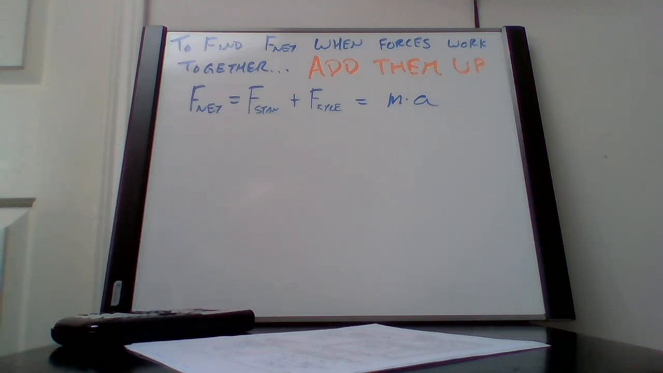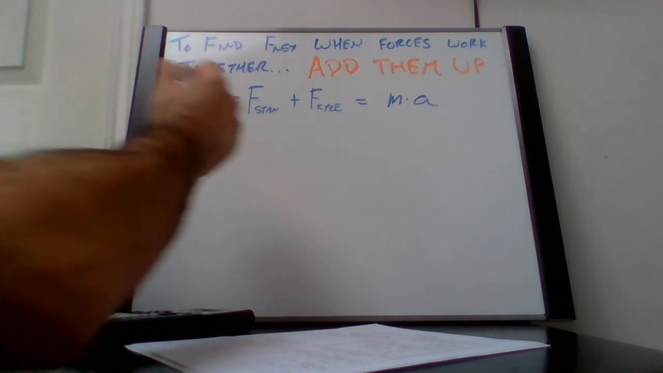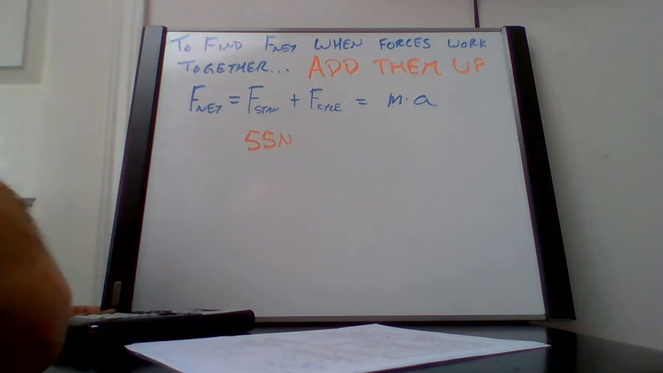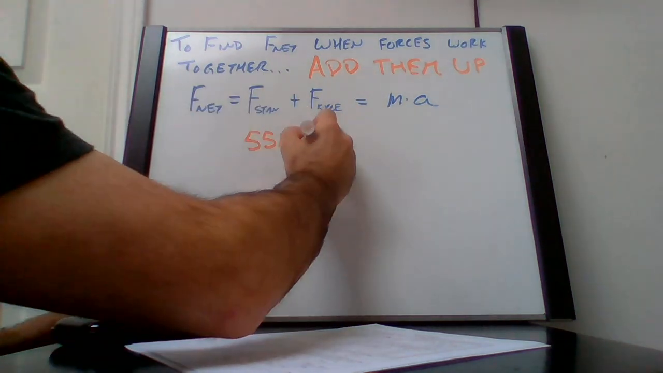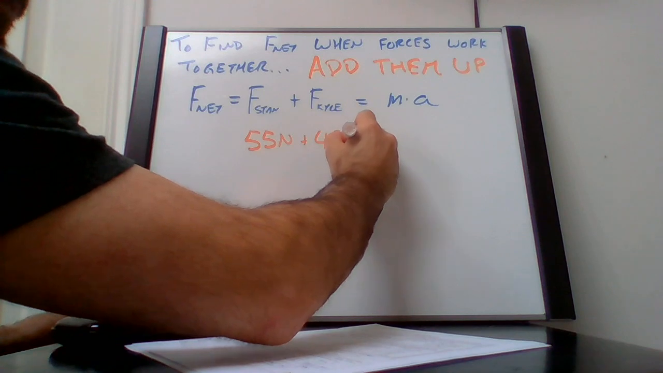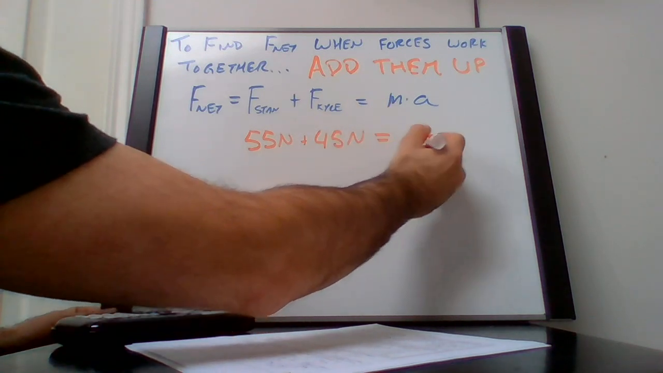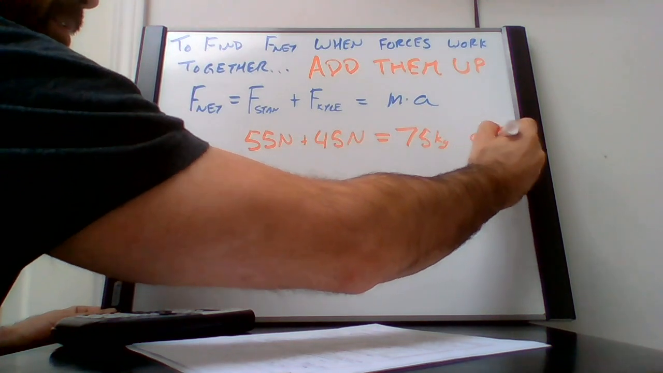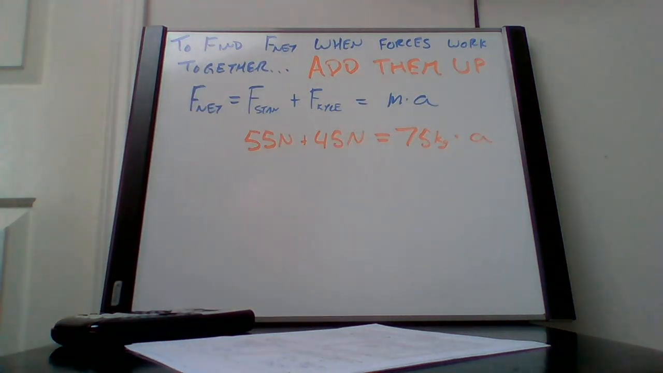All right, let's plug in some values here. We know that Stan can push with a force of 55 newtons. Kyle can push with a force of 45 newtons. That equals our 75 kilograms multiplied by the acceleration.